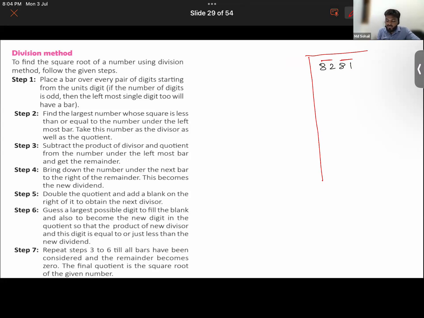82. So if you see 82, is it closer to the square of 9 or the square of 10? 9. So you are going to take 9 here, and you are going to treat this 9 as a divisor and quotient as well. Now next, we write the value here, 81. It says take the number as a divisor as well as the quotient. So this 9 here is divisor and quotient as well, just like you do normal division.